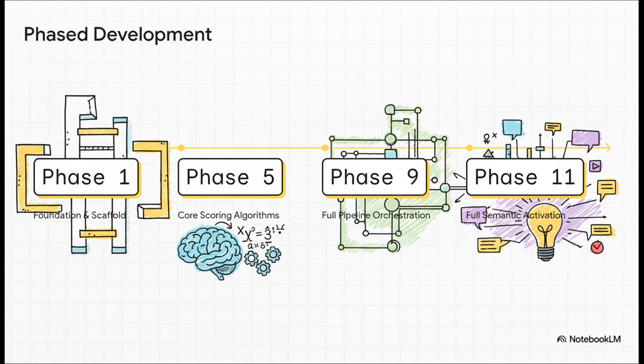You build the basic scaffold first, way back in phase 1. The core intelligence, the scoring, that doesn't even get touched until phase 5. The full pipeline isn't put together until phase 9. It's this methodical, layer-by-layer approach that makes sure every piece is rock solid before you build on top of it.